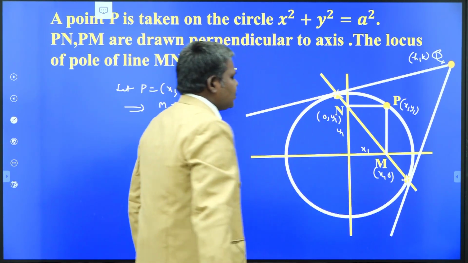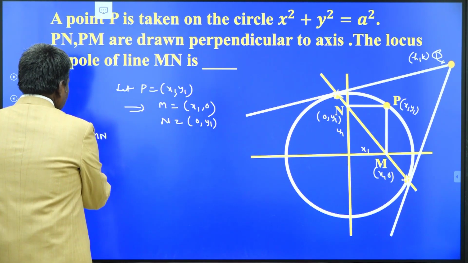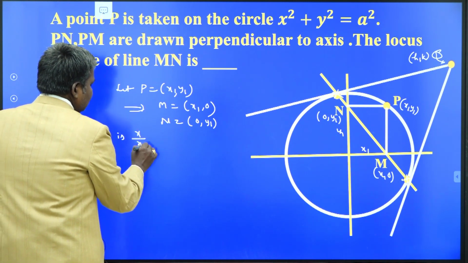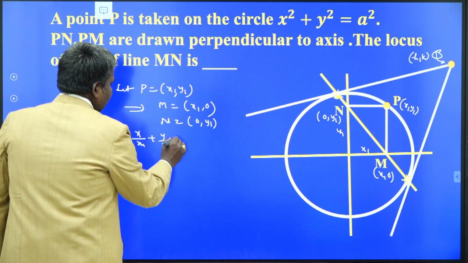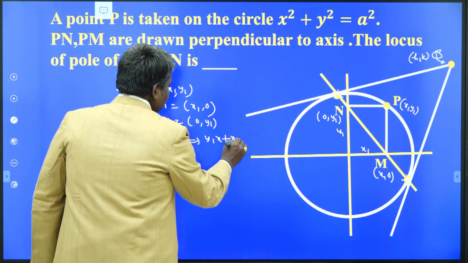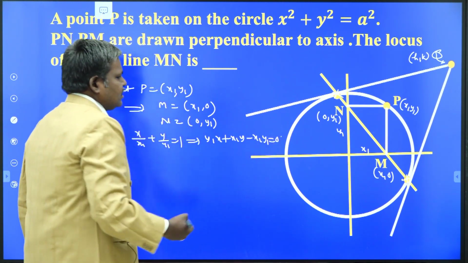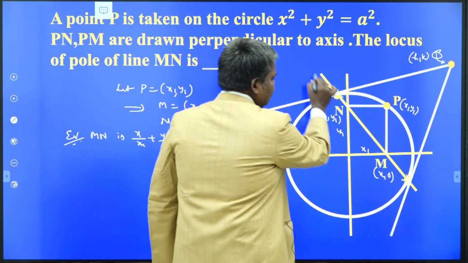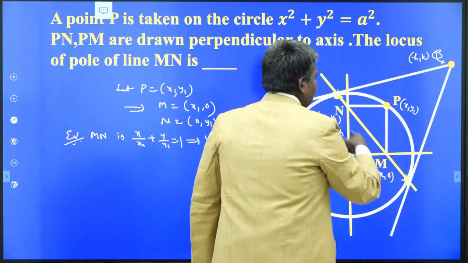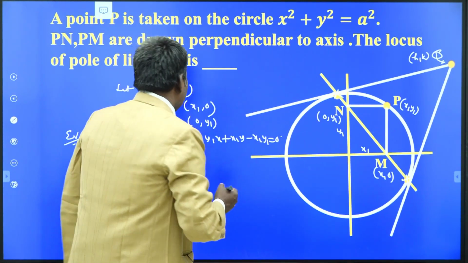Can I write the equation of line MN or not? So the equation of line MN is x by x1 plus y by y1 is equal to 1, which implies y1 x plus x1 y minus x1 y1 equal to 0, by taking the LCM. This is the line. After getting the line, can I find the pole of the line with respect to the circle or not? The circle is x square plus y square equal to a square.